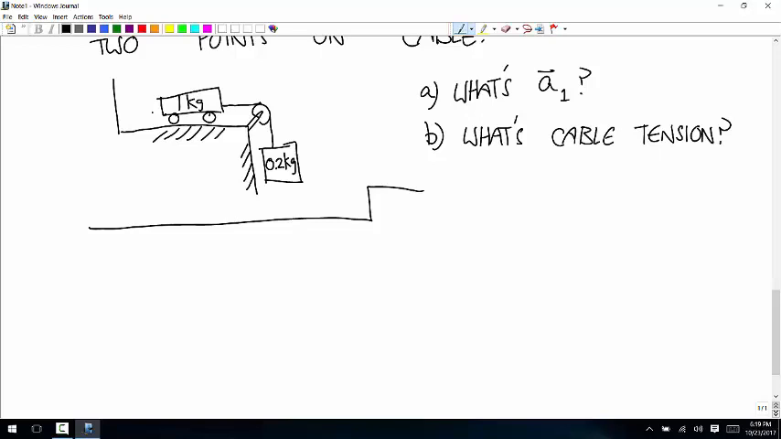Whenever you see these, even though it's acceleration we're dealing with, you can always just ask yourself, if I pull this one 1 inch, where does this one go? Okay.